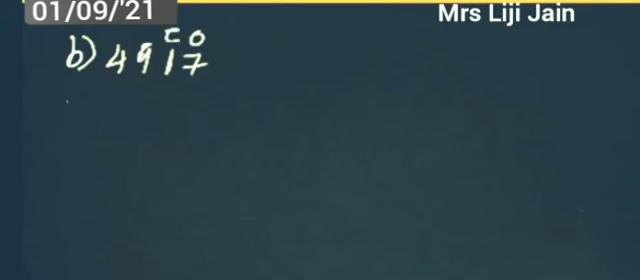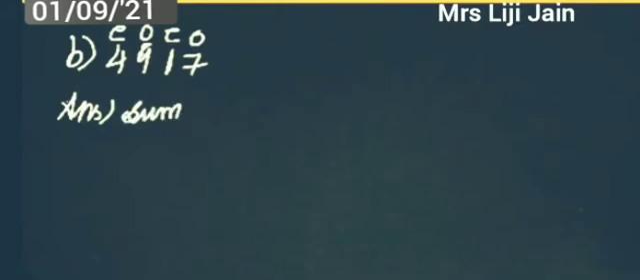Second question, question number B, 4917. So classify the digits as odd and even, isn't it? First one odd, then even, then odd, then even. Then what we have to do? Find the sum of the digits on odd places, isn't it?